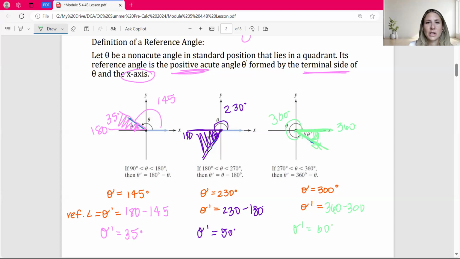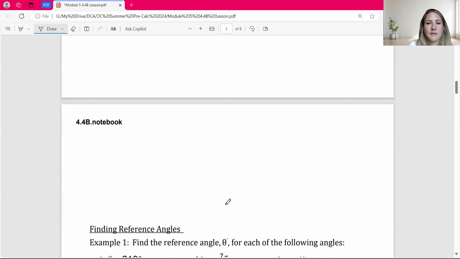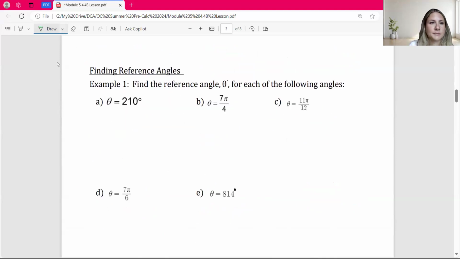Okay, so we're going to do some practice of finding reference angles, a couple more here. Find the reference angle theta prime for each of the following angles. I like to draw, I like to get the visual. So let's see, 210 degrees. I know that's going to push it into the third quadrant. So right away, when I look at that visual, my reference angle is 210 minus 180 because it pushed it past 180. So I get a reference angle of 30 degrees.